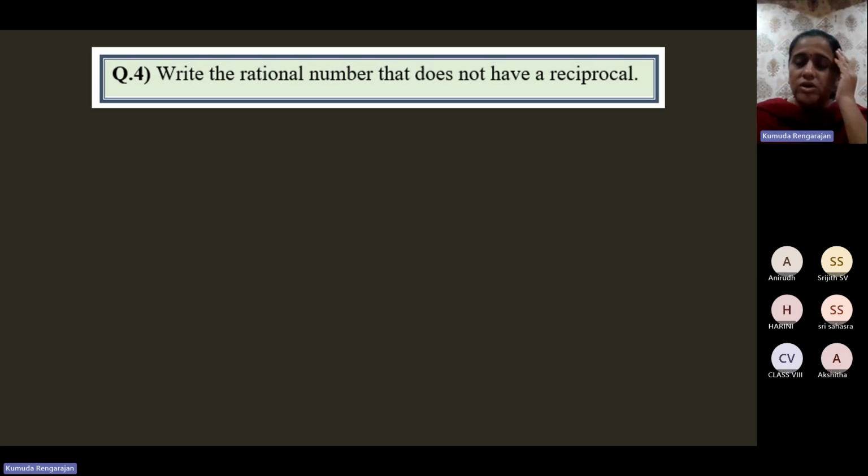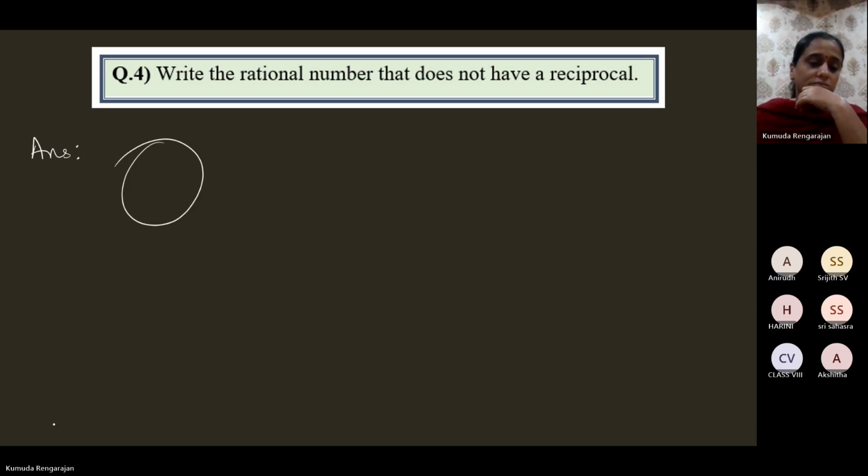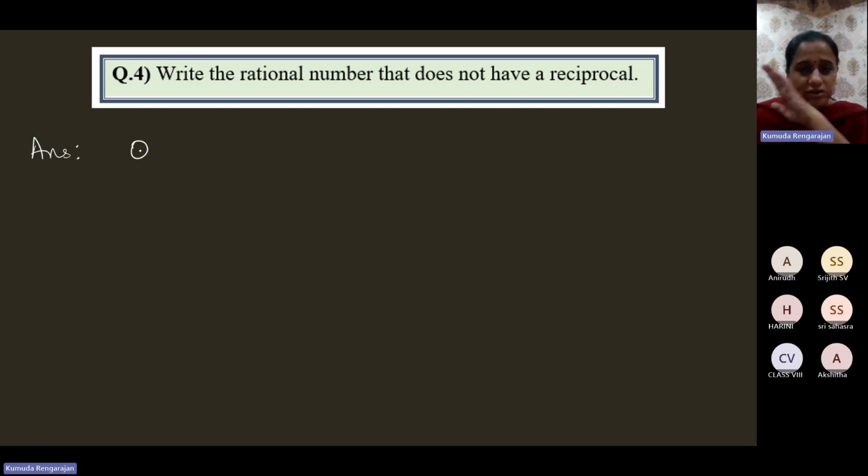Write the rational number that does not have a reciprocal. A rational number that does not have a reciprocal is 0. Why? Because 0 means 0 by 1. Its reciprocal is 1 by 0, and 1 by 0 is not defined. So 0 is a rational number that does not have a reciprocal. This is the only rational number that does not have a reciprocal: 0.